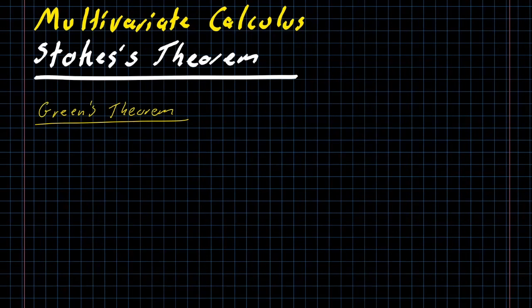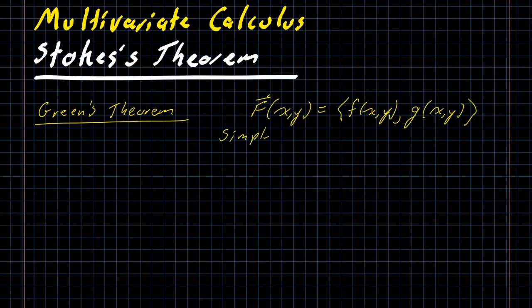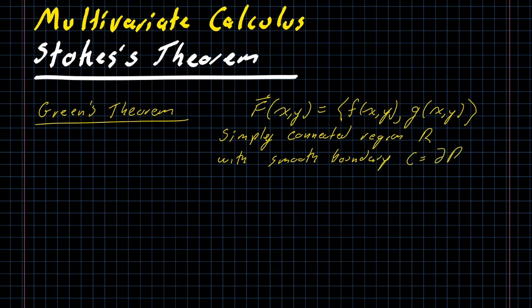Green's theorem told us that if we have a vector field F of x, y with components little f of x, y and little g of x, y, and we had a simply connected region called R, and the boundary of that region is smooth. We're going to call that the curve that follows the region C, but using the partial derivative symbol in this context, we read as the boundary of R. Just a reminder that that notation exists.